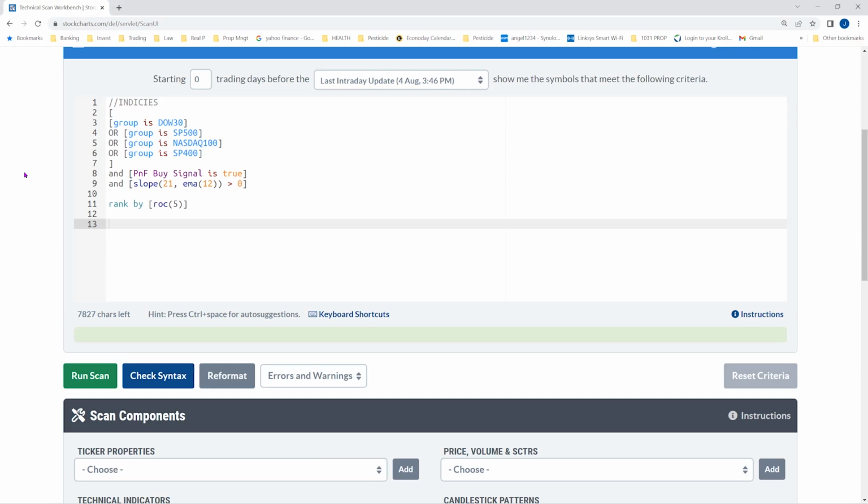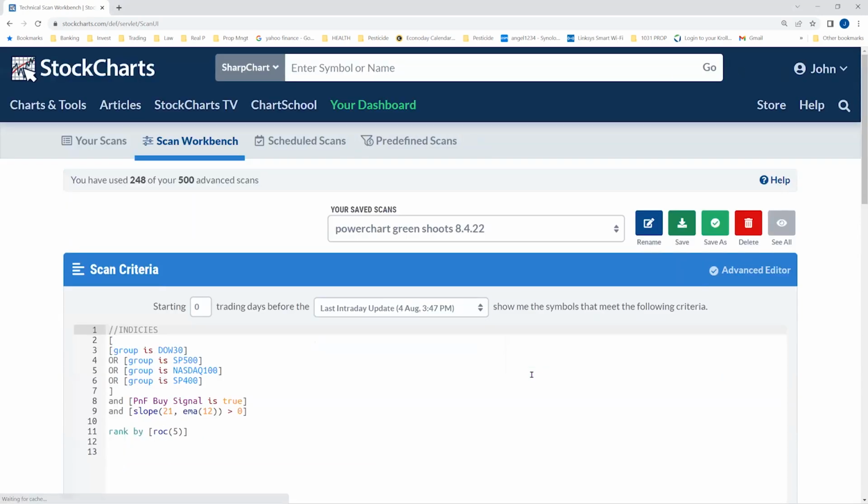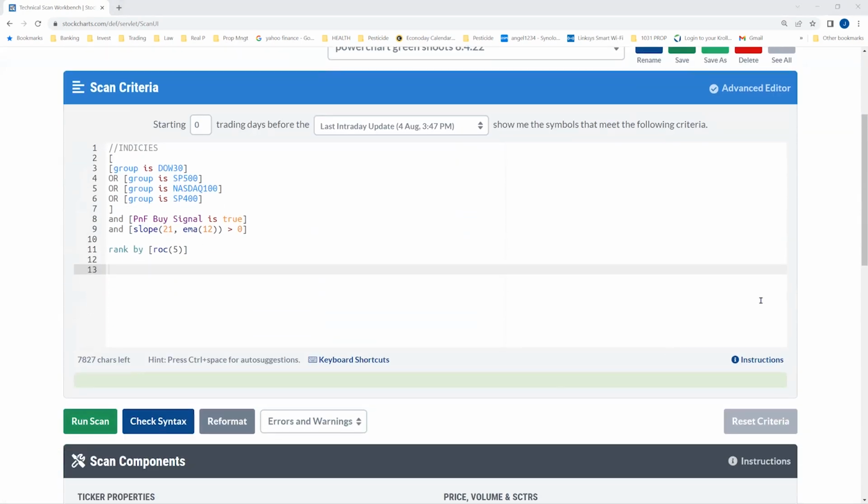Of course, the EMA 12 is used in the MACD and the PPO. It's the fast average in those indicators. So we're going to borrow that concept. Then we're going to rank these by the rate of change over 5 periods. Gives the things that have moved the fastest and furthest over 5 periods first. Of course, we always check our syntax. We're good there. We run this scan.